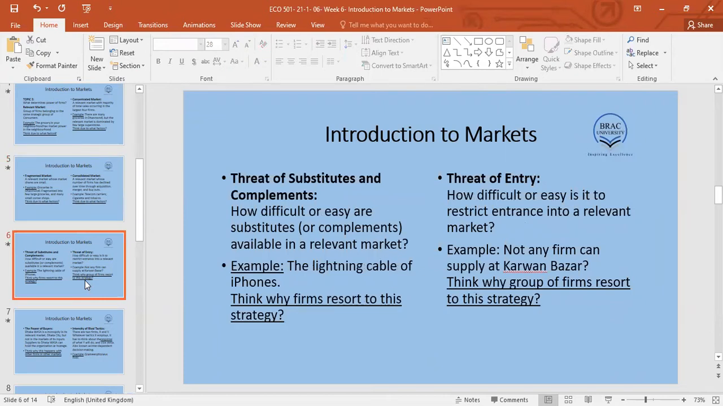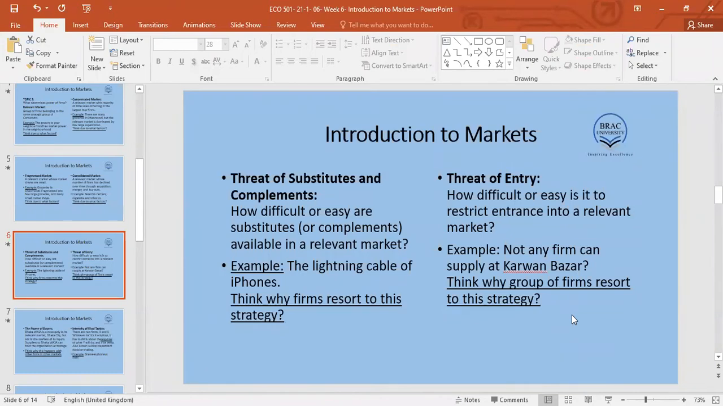Okay. Next one is substitutes and complements. We have been obsessed with substitutes and complements in our discussion of elasticity of demand. If a firm can restrict other substitutes from entering its relevant market, it can create market power for itself. If a firm can restrict complements from entering into its relevant market, notice I am using the word relevant. That means Apple is supplying phones throughout the whole world. But when we come to a relevant market, Apple will be looking at the relevant market of Bangladesh, not the whole world. So if Apple can restrict availability of substitutes, if Apple can restrict availability of complements, then Apple will enjoy market power.